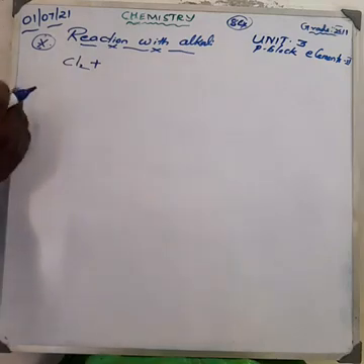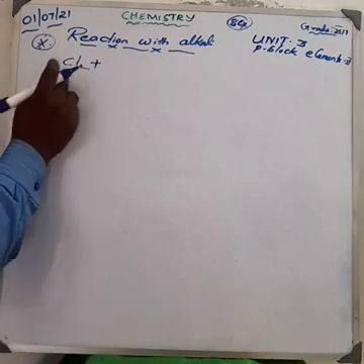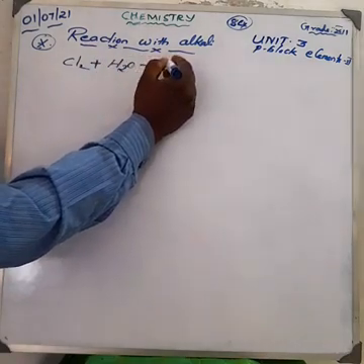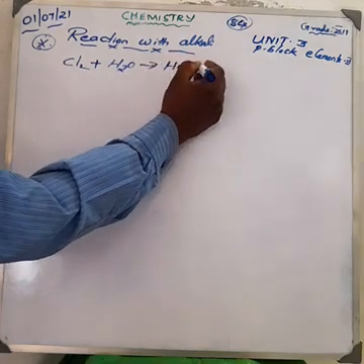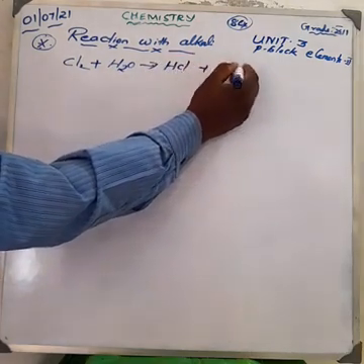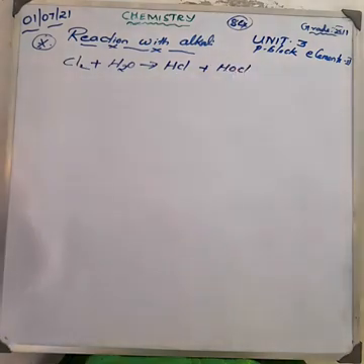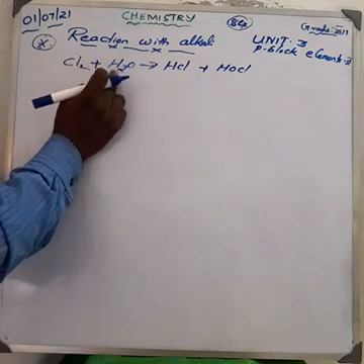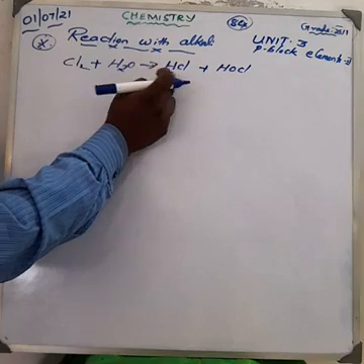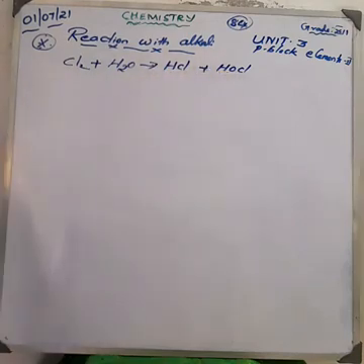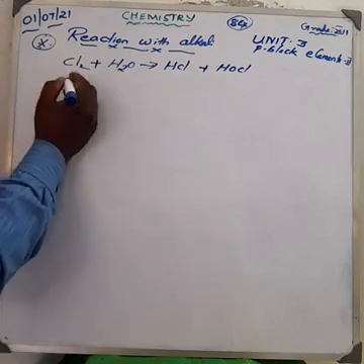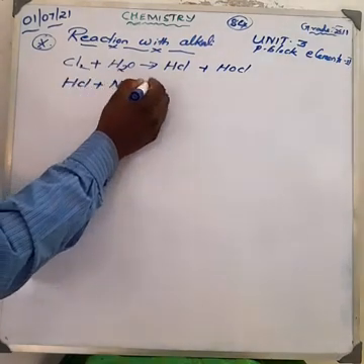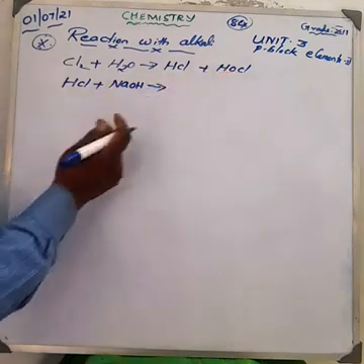Here, we can discuss one of the reactions, that is, chlorine reacts with water, and we get two products. The first product is hydrochloric acid. The second product is hypochlorous acid. Can you understand? One chlorine molecule reacts with water, and we get hydrochloric acid and also hypochlorous acid. Then the hydrochloric acid reacts with sodium hydroxide, and the other product, hypochlorous acid, also reacts with sodium hydroxide.